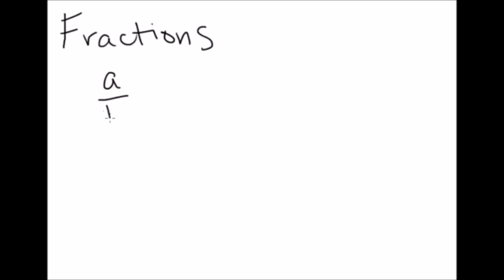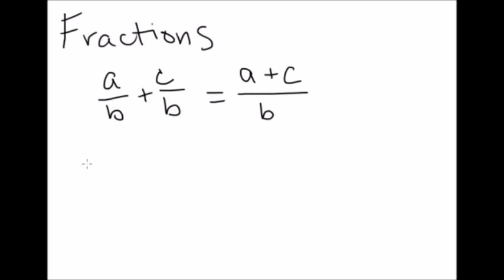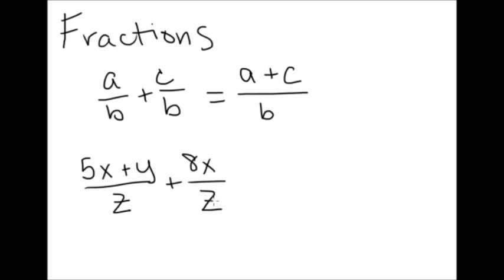So if you have a fraction and the denominators on the bottom are the same, you simply add the items on the top and leave the denominator on the bottom the same. So in the form of the type of thing you're likely to see in class, this might look something like this. And because the denominators are the same, we can combine the items on the top. So 8 plus 5 is 13x plus y over the denominator is unchanged.